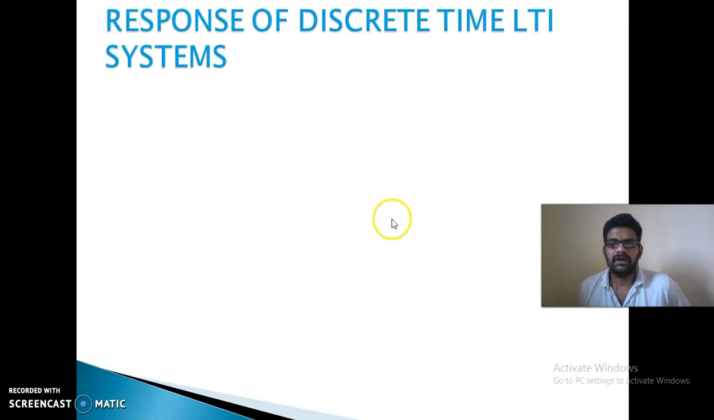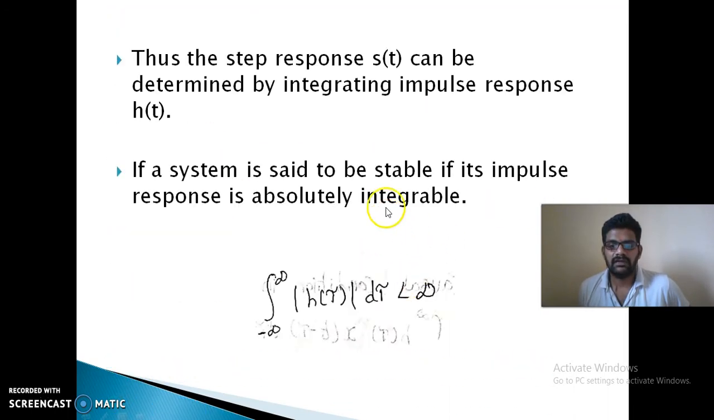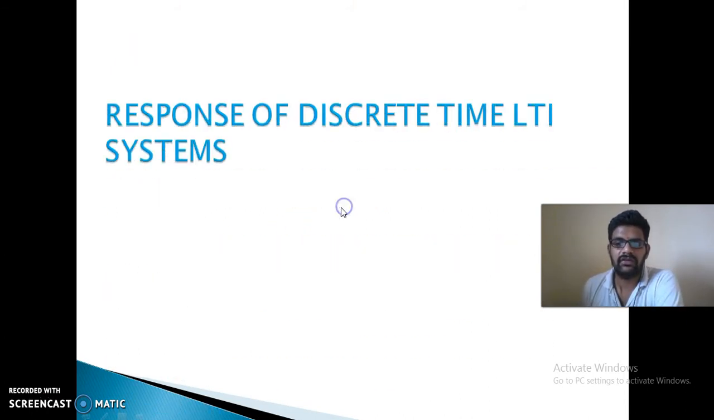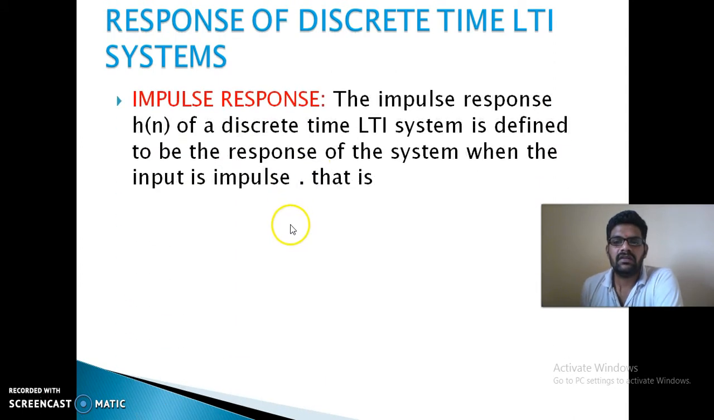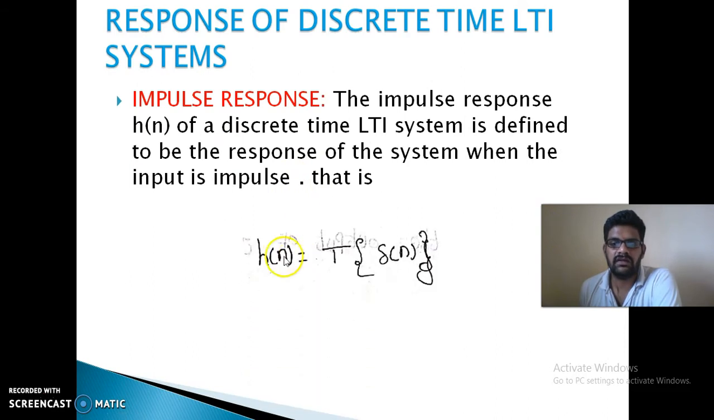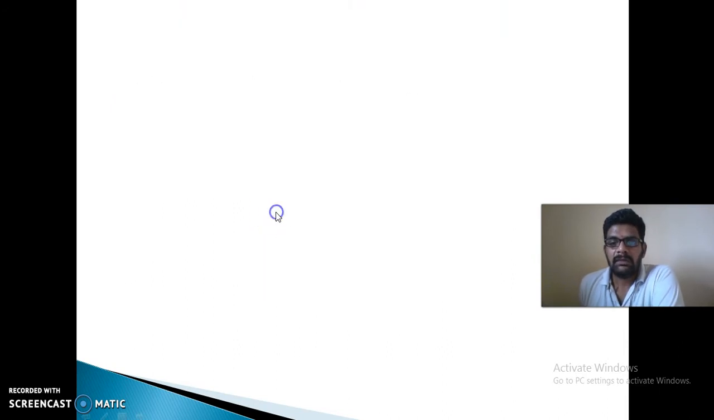Now I am defining the same terms, which I discussed till now, in terms of discrete functions and discrete systems. A discrete system takes a discrete input and produces output in a discrete manner. Here also the impulse response is h of n equal to the transformation of delta of n. h of n is the discrete system impulse response, and delta of n is the discrete impulse function. The transformation is the operation of the system on the incoming signal.